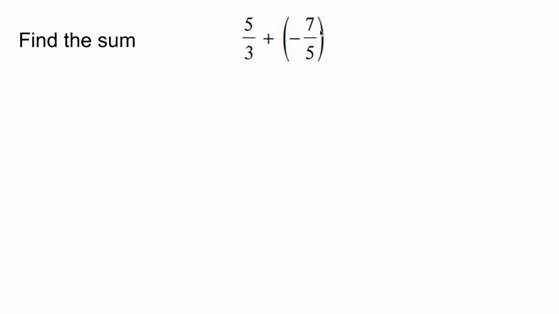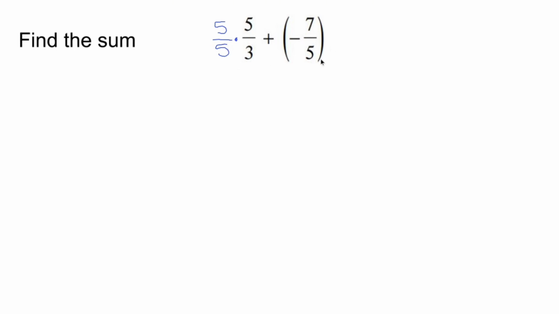Find the sum. So this is what I'm dealing with here. I'm dealing with adding two fractions that have different denominators. When you have fractions with different denominators and you need to add them, you need to have a least common denominator. Now my least common denominator for 3 and 5 is 15. How do I make a 3 into 15? Multiply the top and the bottom by 5. I'm allowed to multiply any fraction by 1 because 5 over 5 is 1.